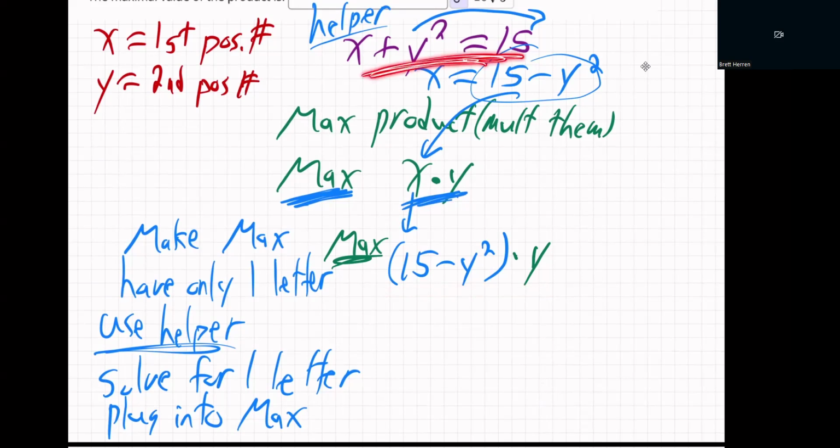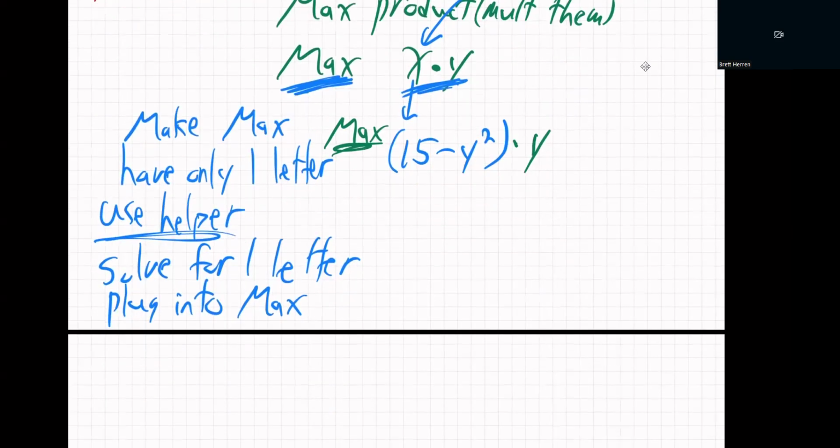The first one is the helper, it's an equation. And the main attraction is the thing you're trying to maximize or minimize. In this case, it's maximize. They said maximize the product, which means multiply them, x times y. This is x, so the helper told us, times y. So that's what we're trying to maximize. So how do we maximize that? Let's just call it P for product.